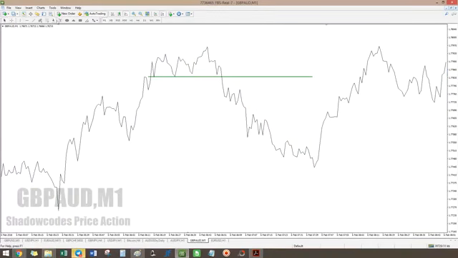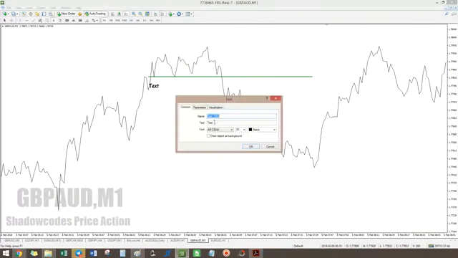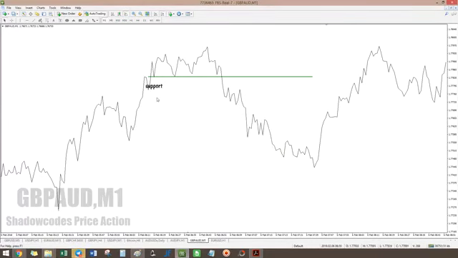So over here, the homework should be like this. You can do it at any time frame or any pair. Support here. You can also add an arrow. Support here. And then there is a breakout.